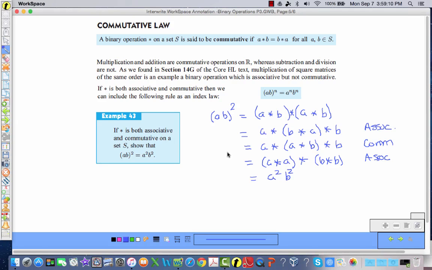And we can do all this because we can say by associative, by commutative, because we have stated that the binary operation star is both associative and commutative on a set S. So that's why we were able to use these as justifications.